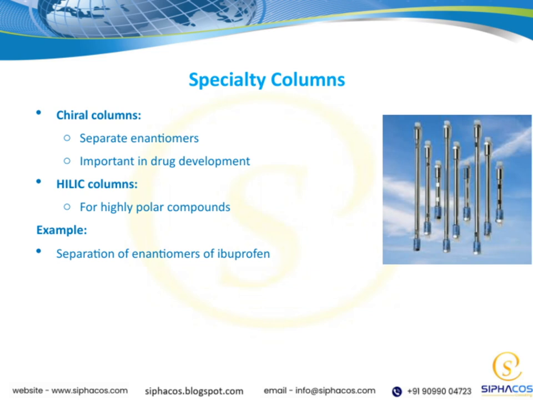Next, we have HPLC columns, which are designed for highly polar compounds. These columns are particularly useful when dealing with substances that are very water-soluble. For example, an interesting application is the separation of enantiomers of ibuprofen, which demonstrates how HPLC can be used to analyze and separate chiral drugs effectively. Overall, these specialty columns expand our capabilities in chromatography, allowing us to handle complex molecules with precision, whether it's separating enantiomers for pharmaceutical purposes or working with highly polar compounds in various analytical contexts.